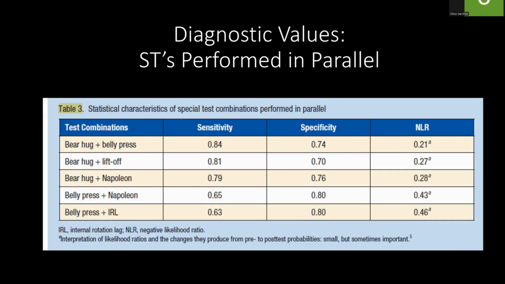Looking at the special tests performed in parallel, we still see that the sensitivity for the bear hug plus belly press is high at 84%, and that negative likelihood ratio is the lowest at 0.21, which is moderate.